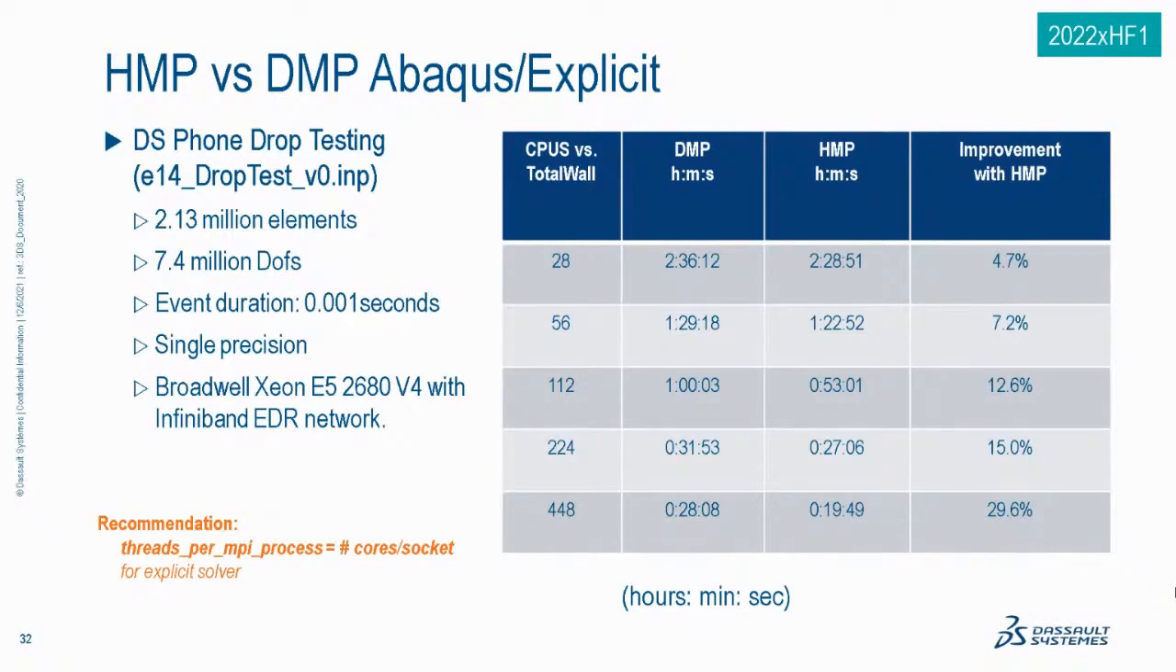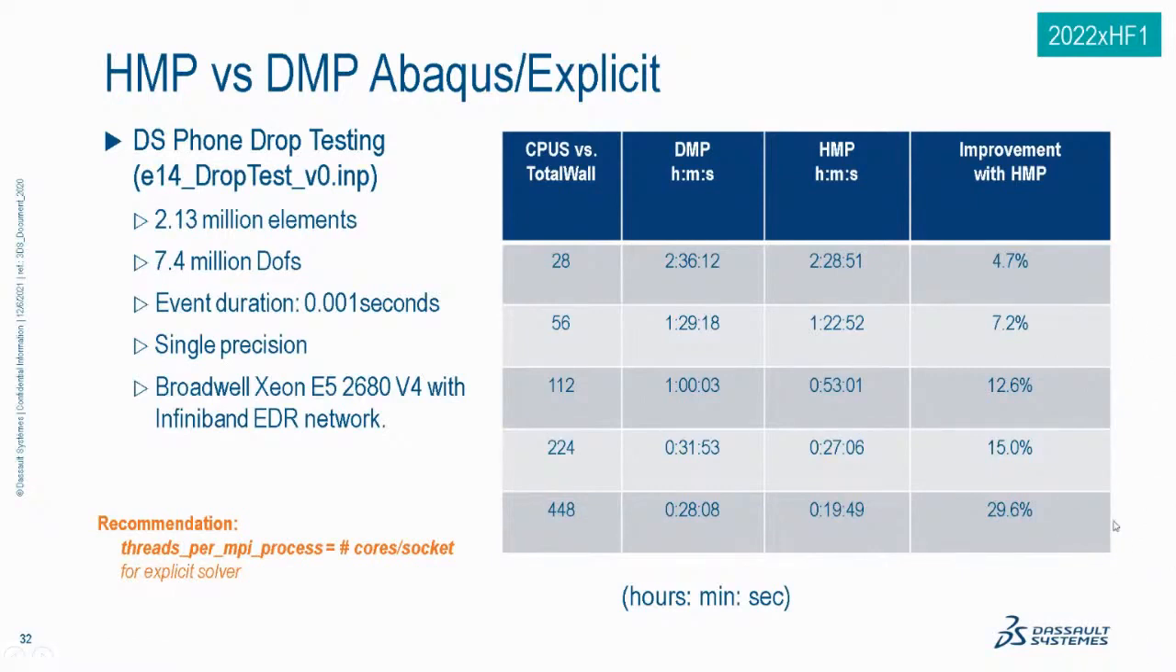So that's really the goal of HMP for Explicit: to minimize that communication overhead and use the shared memory within a single compute node to improve performance. And that's exactly what we're seeing here. As you can see, as we scale this model up on the number of cores, these are 28-core Broadwell nodes, so we go from 1, 2, 3, 4, 5 nodes up to 448 cores. You can see the wall clock time of HMP versus DMP in the middle two columns, and then the performance improvements with HMP.